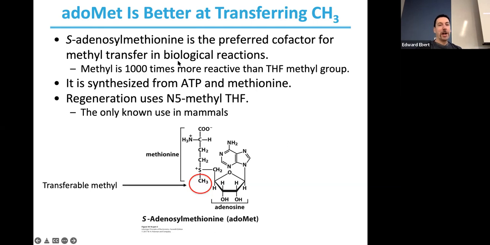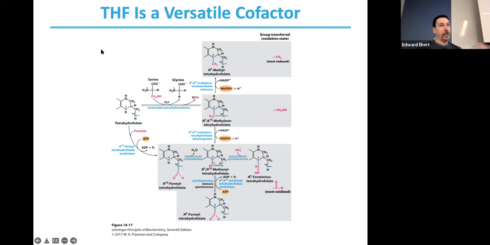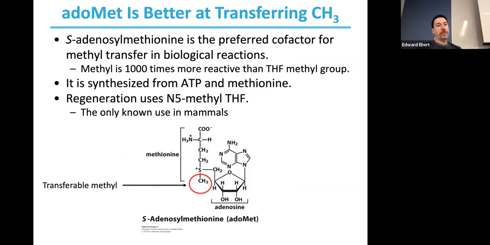No, okay, not really. Adomet is actually better at transferring carbon, but specifically methyl groups. So if we want to transfer a methyl group, even though tetrahydrofolate can do it, tetrahydrofolate is more versatile. It can do everything. Adomet is maybe a specialist. It can transfer methyl groups really well, like 1,000 times more reactive than tetrahydrofolate. And again, our adomet is a combination of ATP and methionine. Okay, so here's our methionine, and you see it's actually the side chain that's bound to the ATP.